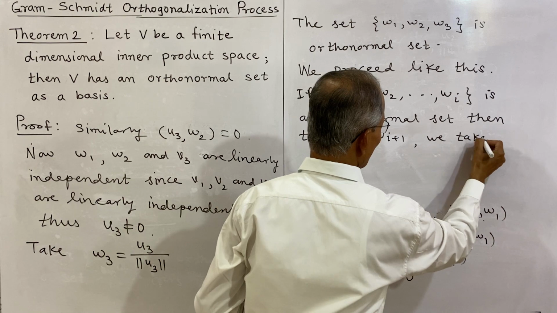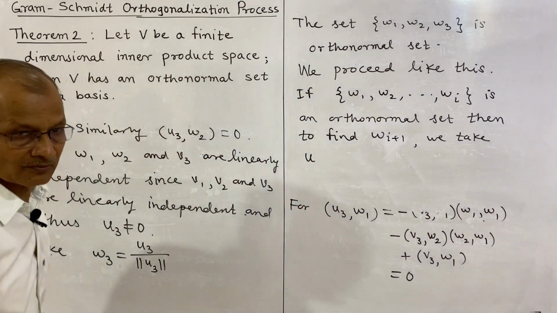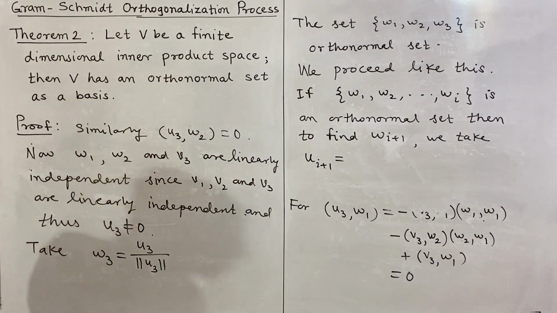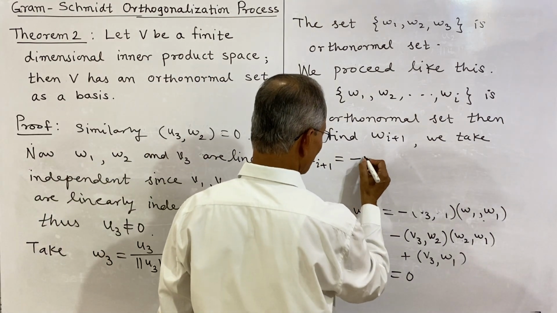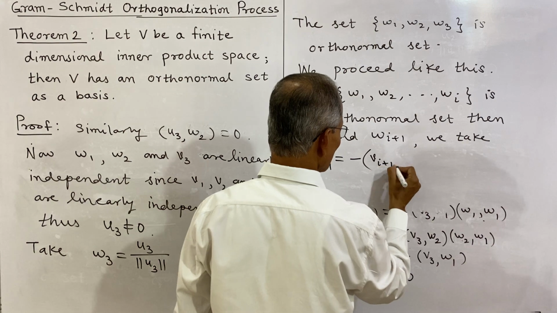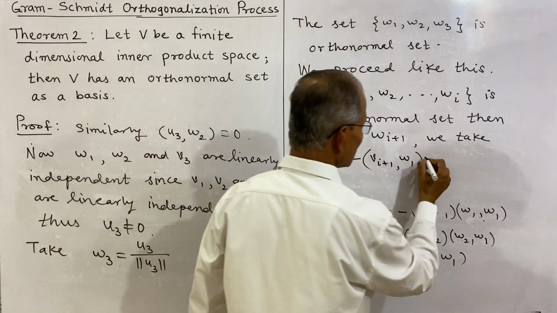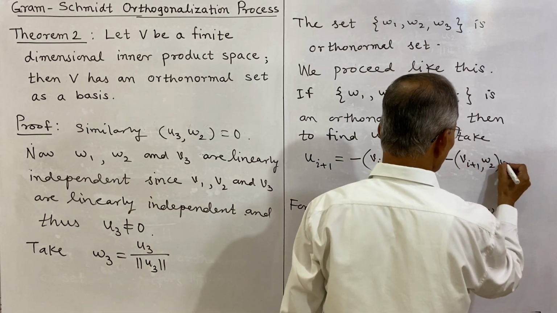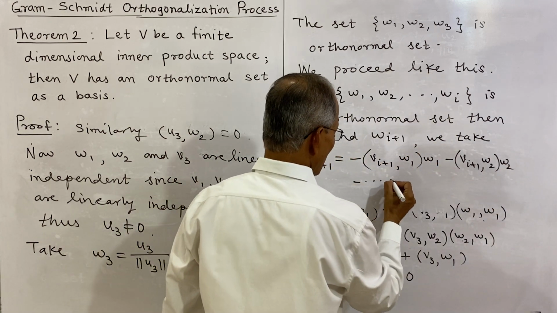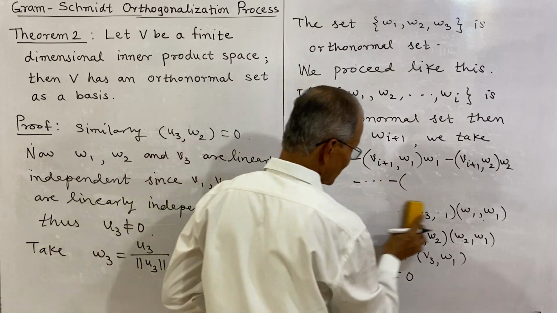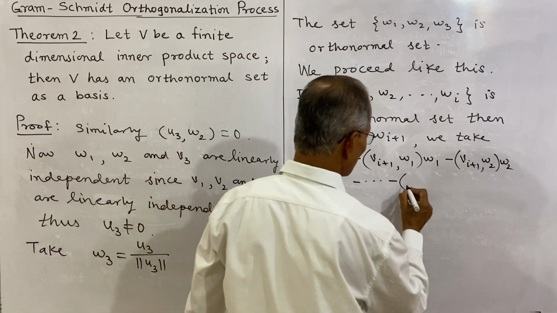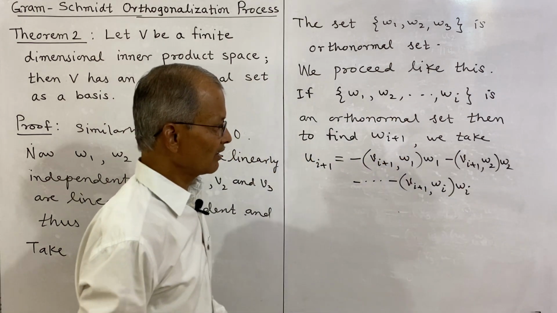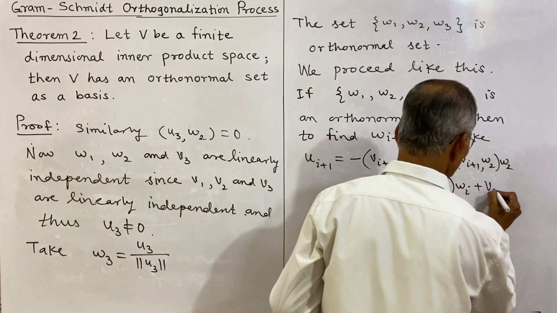Ui plus 1. Ui plus 1 is equal to, now see, we have taken earlier U3, and likewise we can consider this Ui plus 1 as minus Vi plus 1 inner product with W1 multiplied by W1, minus Vi plus 1 inner product of this with W2 multiplied by W2, and so on, and see the last but one term will be inner product of Vi plus 1 with Wi multiplied by Wi, and the last one will be plus Vi plus 1.